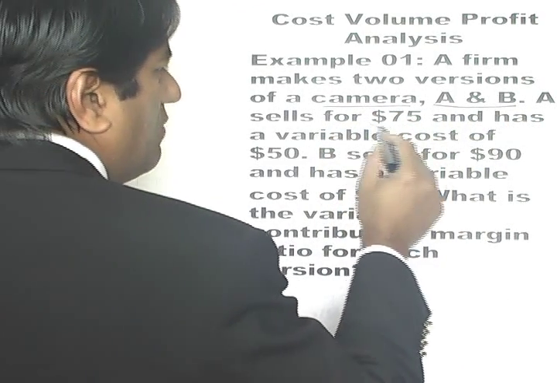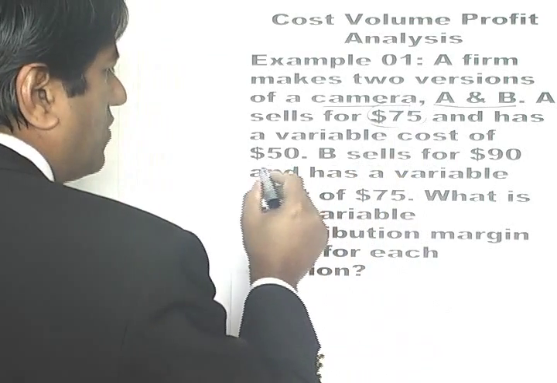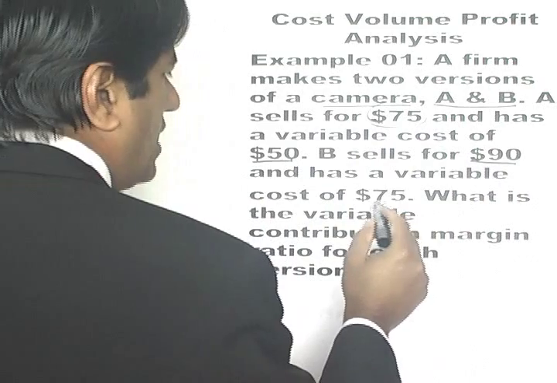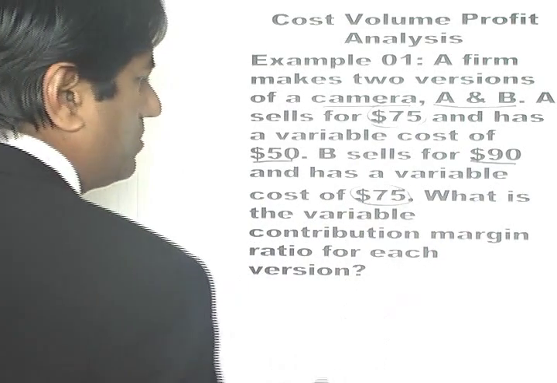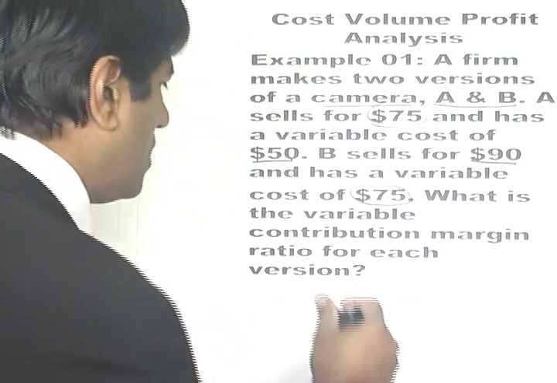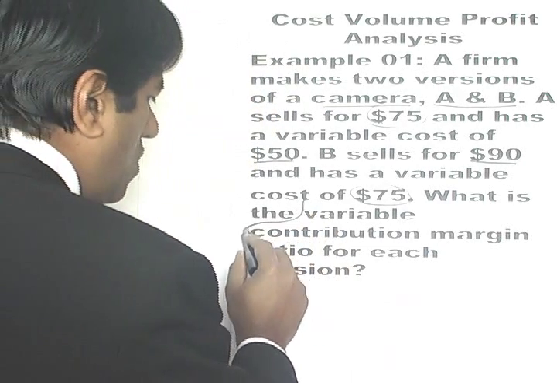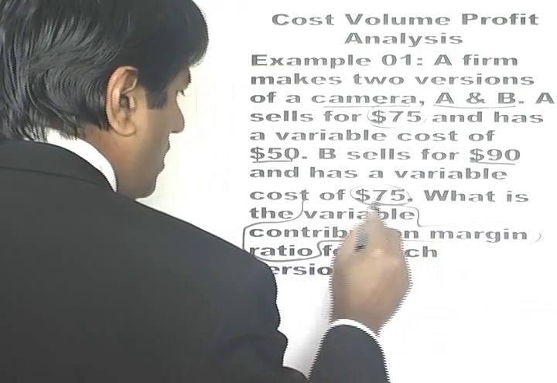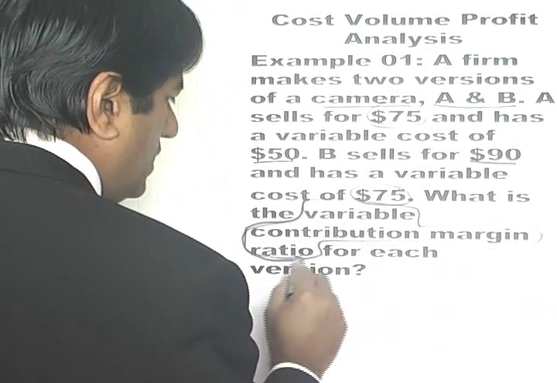So here we have a firm which makes two versions of a camera, A and B. A sells for $75 and has a variable cost of $50. B sells for $90 and has a variable cost of $75. Now the question is, what is the variable contribution margin ratio?